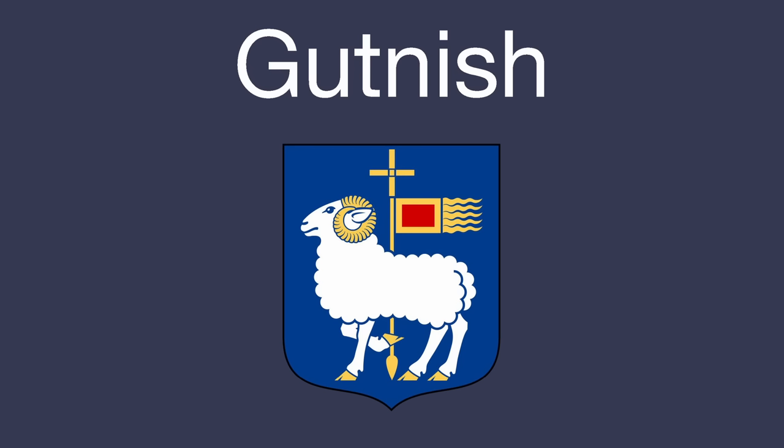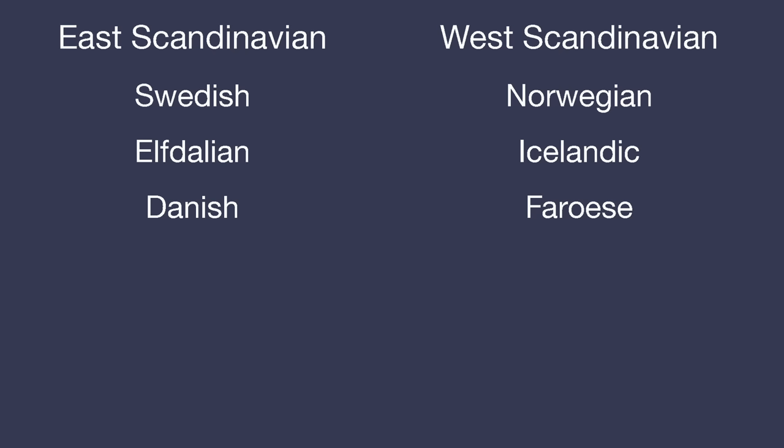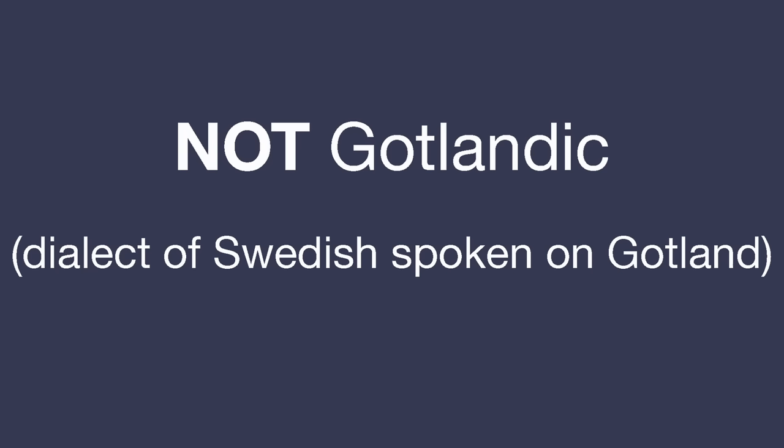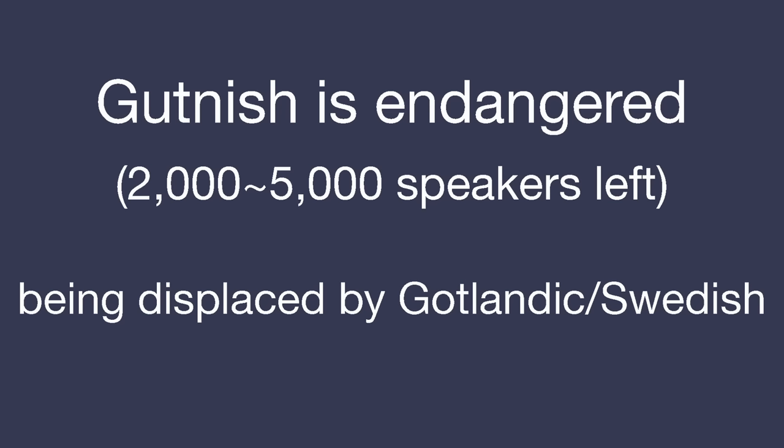Fun! Next up is Gutnish, spoken around the island of Gotland in Sweden. While all the other descendants of Old Norse fall into either East North Germanic or West North Germanic, Gutnish doesn't fit with either, and could be classified under its own branch of North Germanic. The language isn't to be confused with Gotlandic, the dialect of Swedish which is spoken on the island, although even Gutnish has become more and more influenced by Swedish, and historically there was some Danish influence from when the Danes had control of Gotland. Unfortunately, Swedish has been displacing the language on the island, and Gutnish is now endangered.